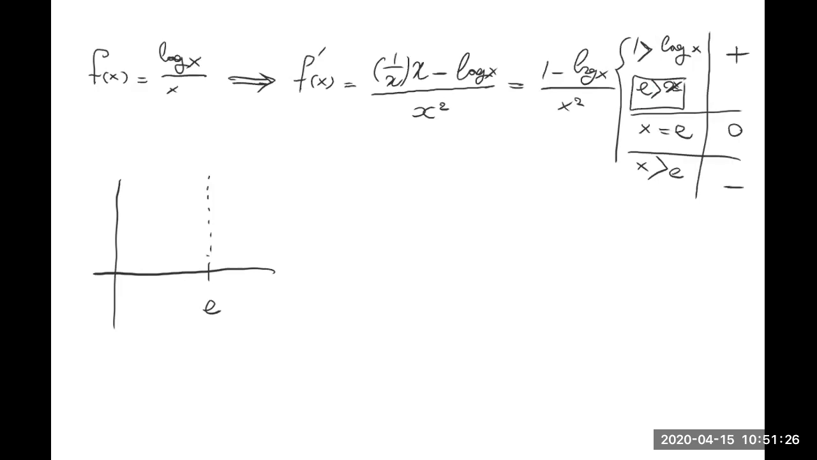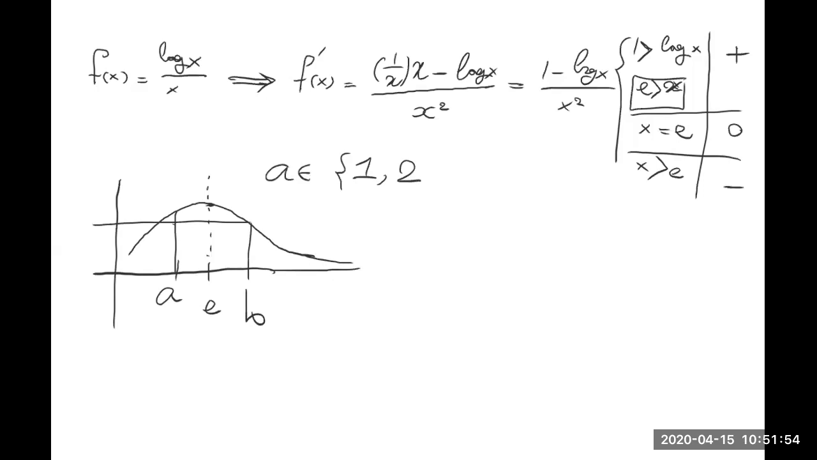So before e, the function is increasing. At e, the derivative is zero. And after that, it decreases. So if you're looking for two points so that their f would be equal, one of them, A, should be less than e. The other one, say B, should be larger than e. But there are only two natural numbers less than e, 1 and 2. So A is either 1 or 2.